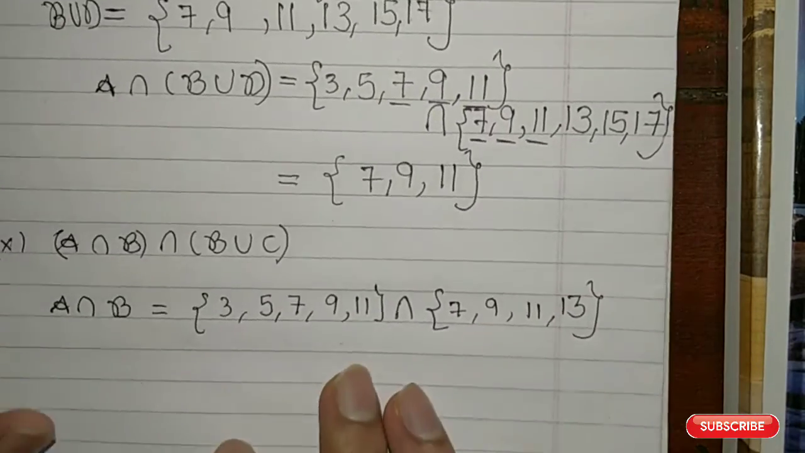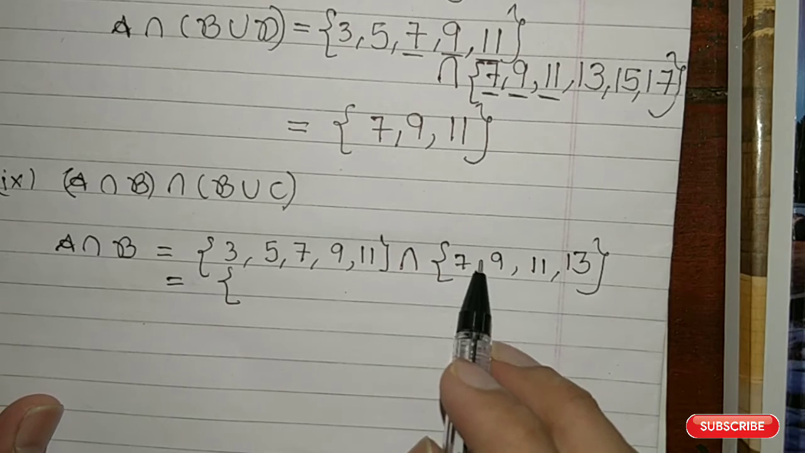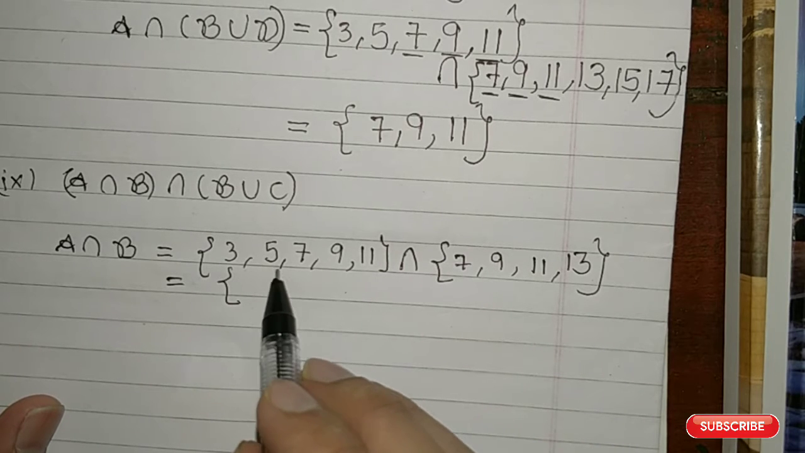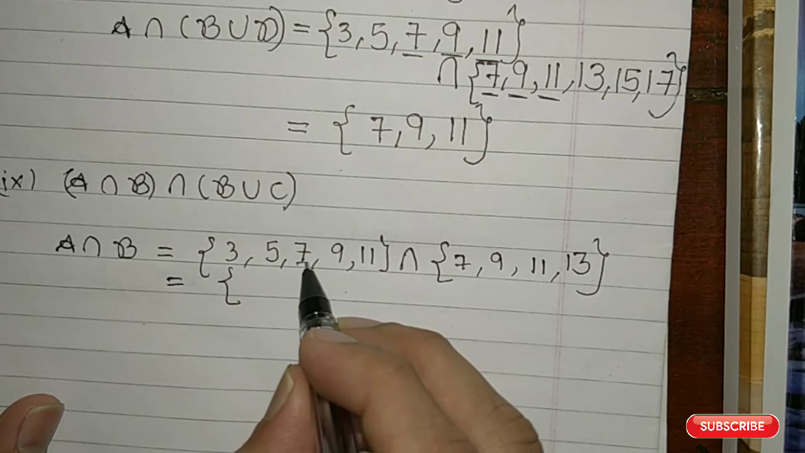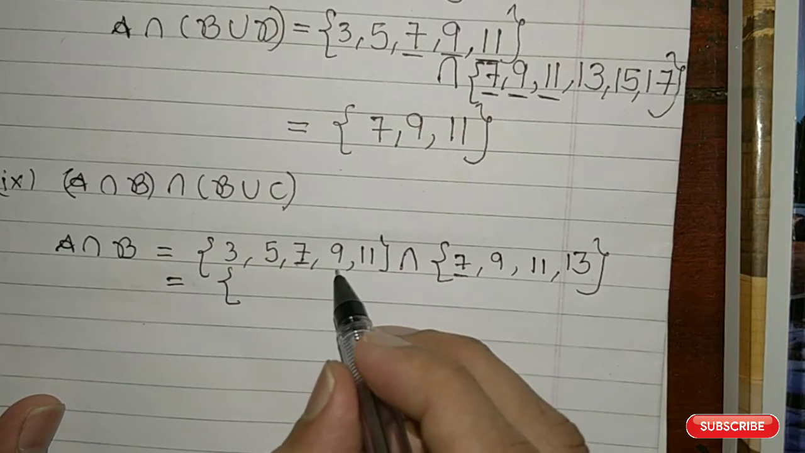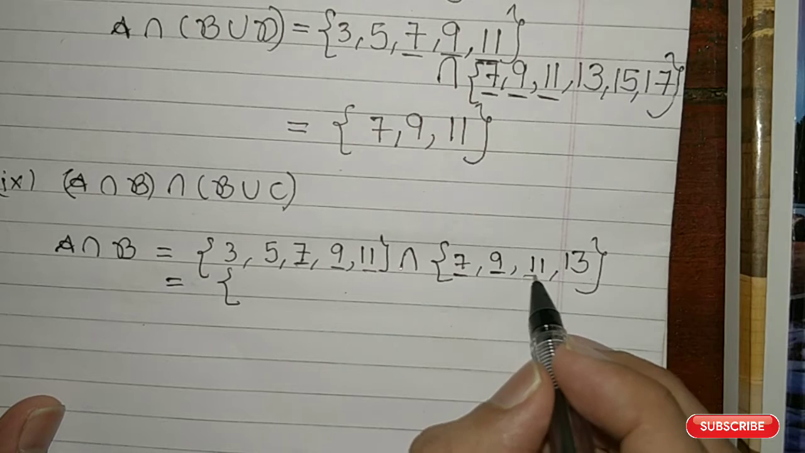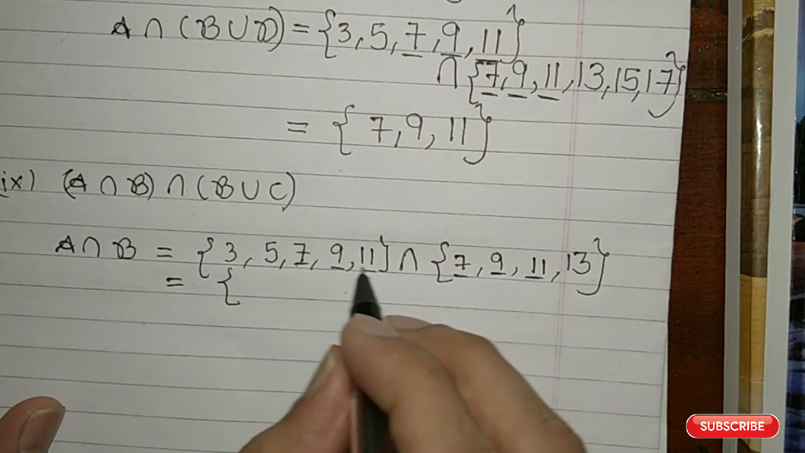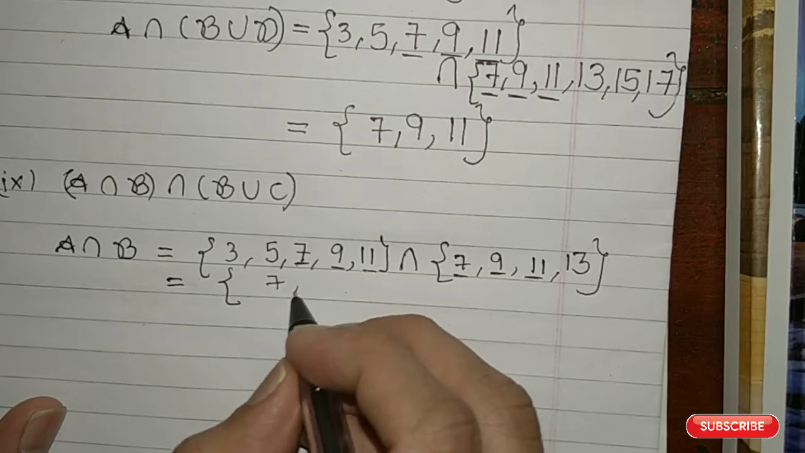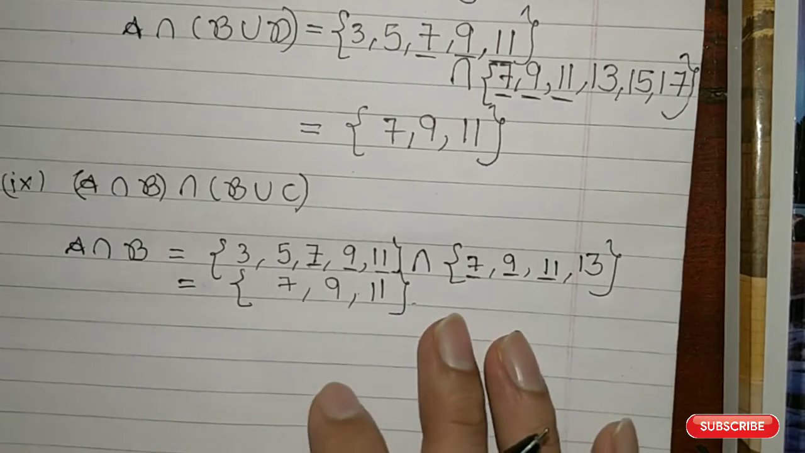Now, here you have to take the intersection of these sets. So you have to look at the elements which are common to both. 7 is common here, 9 is common and 11 is common. So the elements in the set will be 7, 9 and 11.